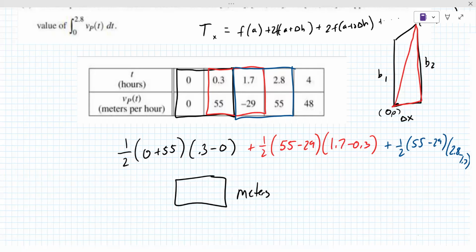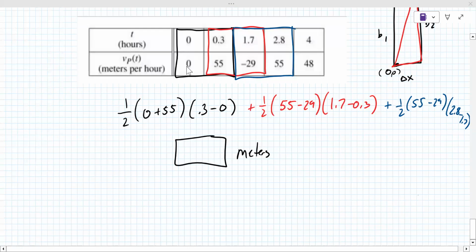The setup's the important part. Knowing how to do the trapezoid rule, remembering the formula. They don't give you the formula for that, and it can be tough. You've got to know how to substitute the numbers and which one's the height, which one's the width. The width is always the change in x, or change in t in this case.